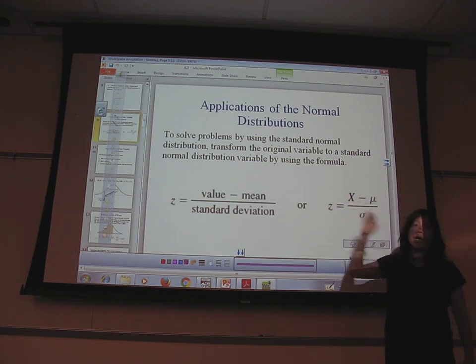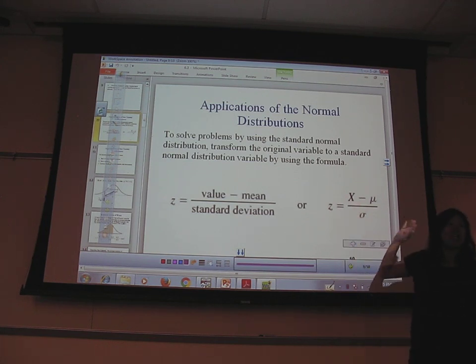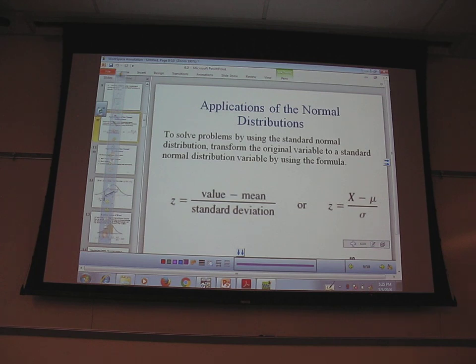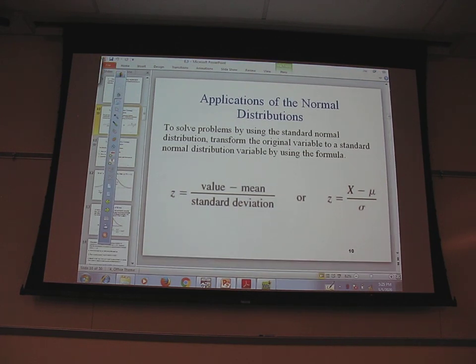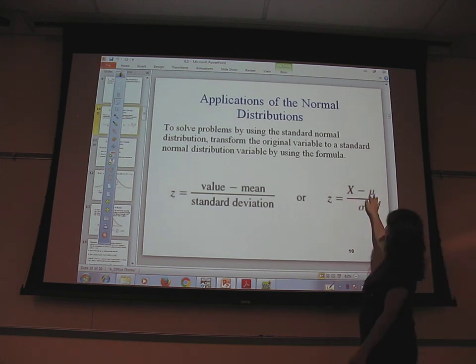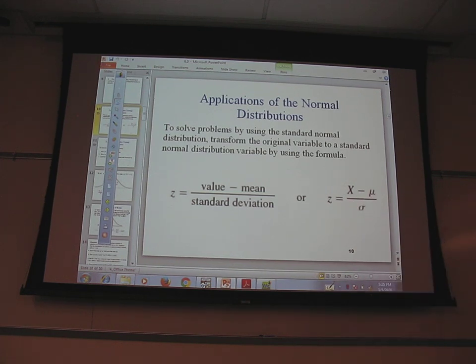Take whatever values you have, convert each value to its z-score. Once you convert your value to a z-score, then it's just what we've been doing. Draw a picture, put in the z-scores, shade the area between them, and use normal CDF. How do you find the z-score? Take every value, subtract the mean, divide by the standard deviation.